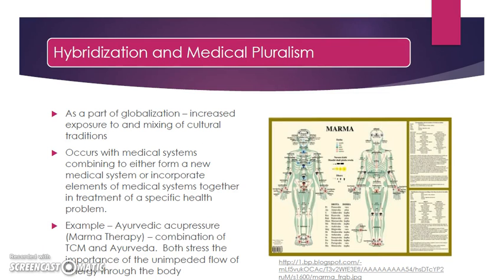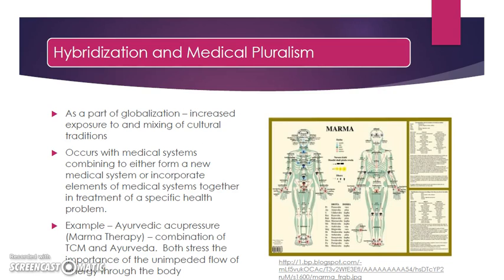The authors conclude this chapter with a discussion of hybridization and medical pluralism. Hybridization can be considered as a part of globalization processes overall, looking at the increased exposure to and mixing of various cultural traditions. This occurs within medical systems where you have a combining of different forms of medical systems, either to form a new medical system or to incorporate elements of medical systems together in treatment of a specific health problem.